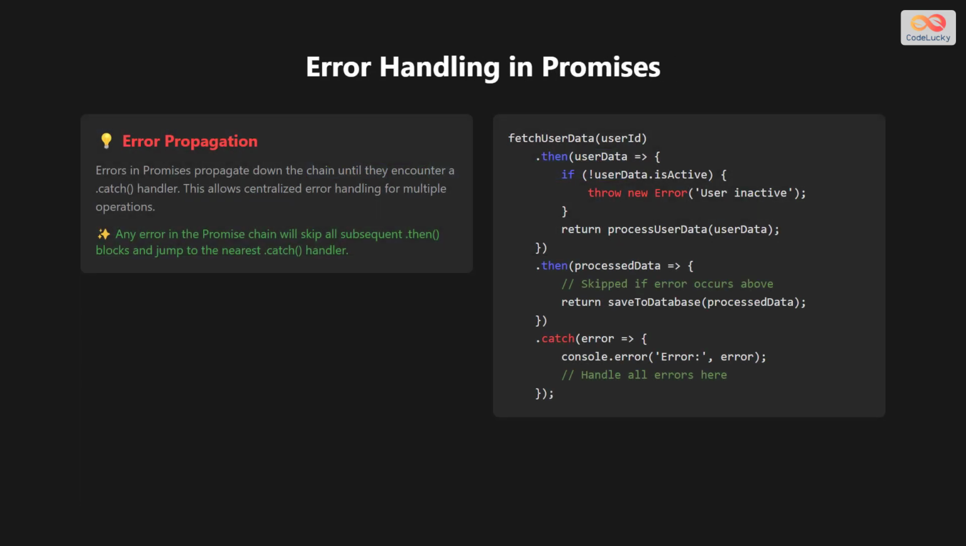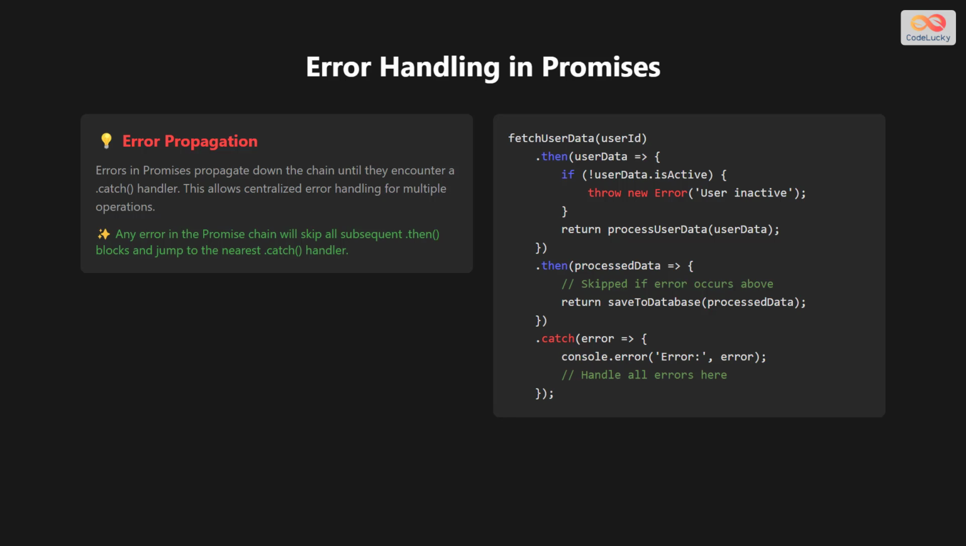Errors in promises propagate down the chain until they encounter a .catch handler. This allows centralized error handling for multiple operations. Any error in the promise chain will skip all subsequent then blocks and jump to the nearest .catch handler.